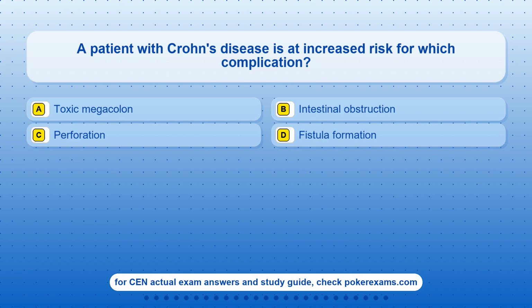Question 19. A patient with Crohn's disease is at increased risk for which complication? Option A, toxic megacolon. Option B, intestinal obstruction. Option C, perforation. Option D, fistula formation.